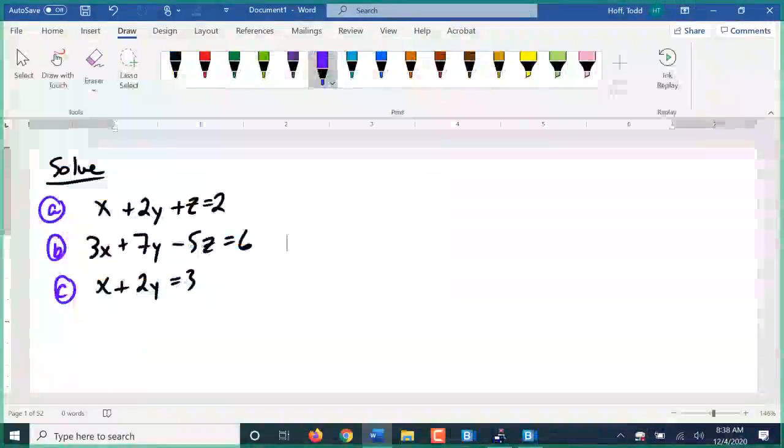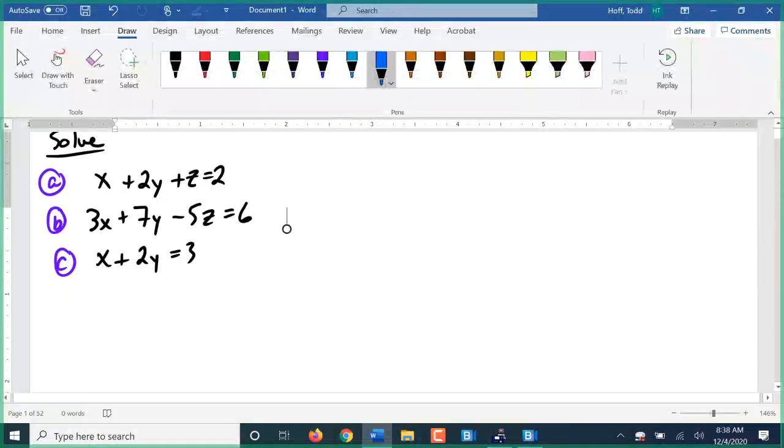Recording has started. So I labeled these equations A, B, and C so that we can refer to them quickly. And we see here that equation C is missing one of the variables. The Z variable is missing in that equation, which actually makes this way easier to solve using substitution. I'm going to solve equation C for x.